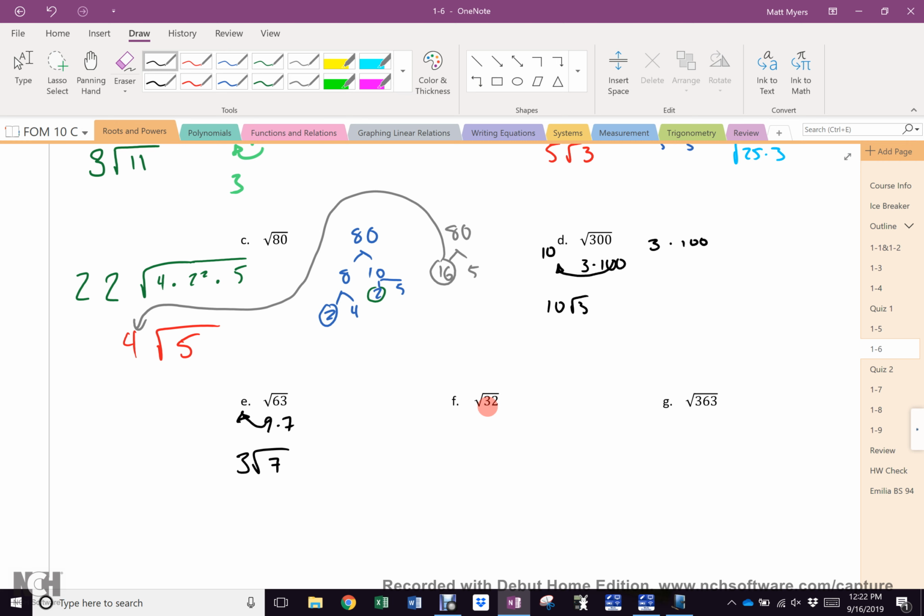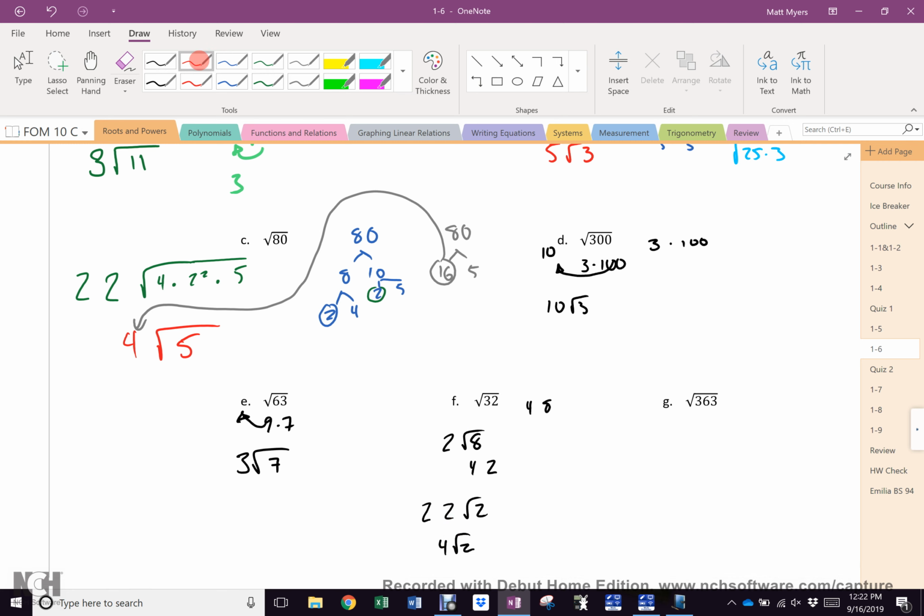You're going to use 4 and 8? That's cool. So what's coming out? 2 root 8. Am I done? No, of course not. Why? Because 8 is 4 and 2. So what's coming out again? 2, 2, and I left a 2 under there. What do I do with them? Multiply them to get 4 root 2.